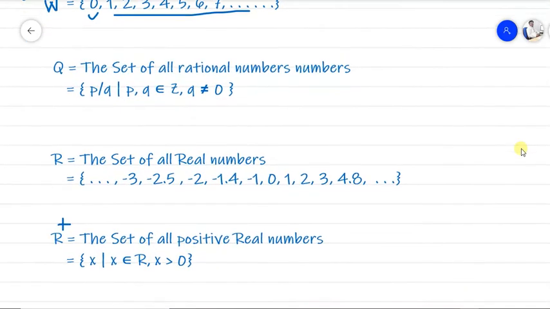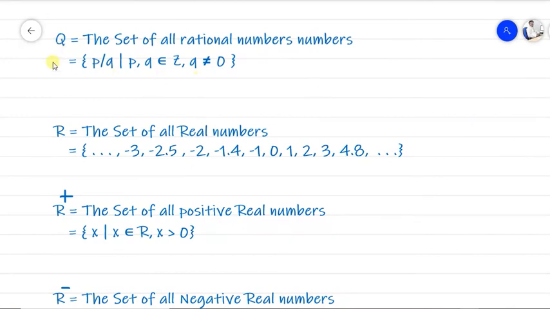Now we'll see the set of rational numbers. Here capital Q is nothing but the set of all rational numbers p divided by q, such that p and q belong to Z. This representation is in the form of a property. Such that, this is the arbitrary element, one element. When we divide p by q, we get one number.